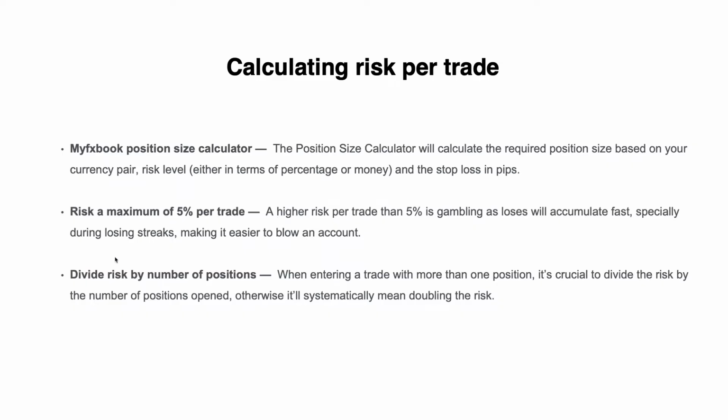And you have to divide your risk by the number of positions that you want to open. So when entering a trade with more than one position, let's say you don't want to aim for TP number 1 only, you want to aim for TP number 2 or number 3, it's crucial to divide the risk by the number of positions opened. Otherwise, it'll systematically mean doubling the risk.